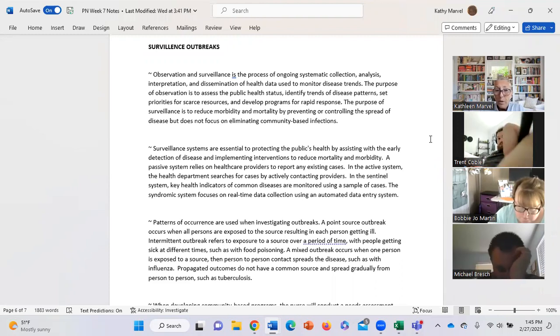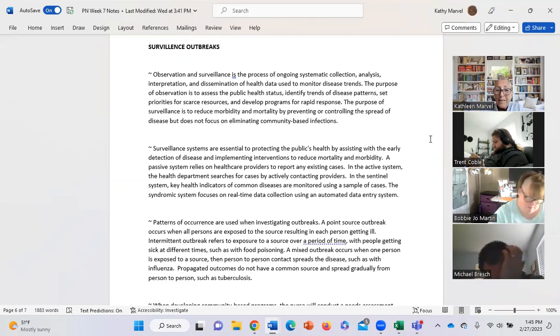There are also 2 other types of systems. One is a sentinel and one is a syndromic. In a sentinel system, key health indicators of common diseases are monitored using a sample of cases. And the syndromic system focuses on real-time data collection using an automated data entry system, where healthcare providers and public health are entering information into a system.